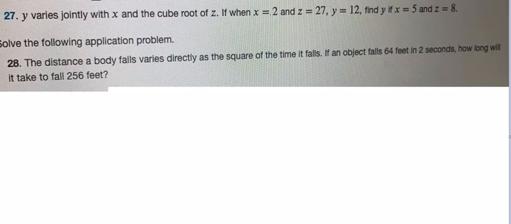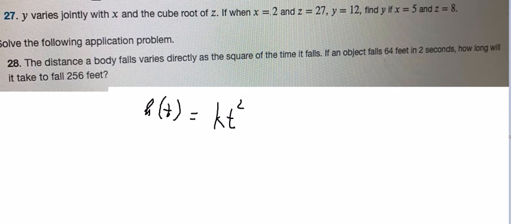Now let's go to number 28. The distance of a falling object varies directly as the square of the time it falls. If an object falls 64 feet in 2 seconds, how long will it take to fall 256 feet? So the formula for this one, that should be the height equal to k multiplied by t squared.